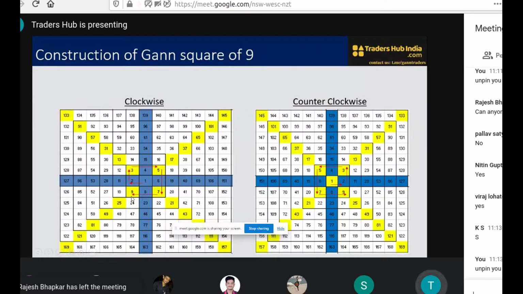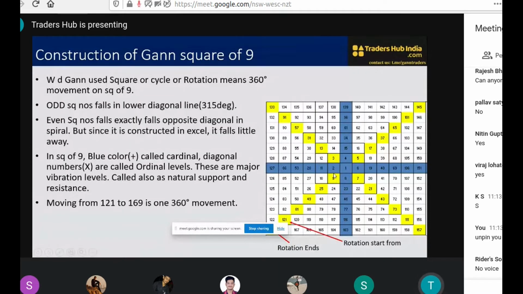So there are two ways we can create a Square of 9 chart. One is clockwise and the other is anti-clockwise. It is also called one square, or one cycle. It finishes with one cycle. When one square is completed, we can also use the word rotation. From now on we are talking only in terms of the clockwise direction of the Square of 9.